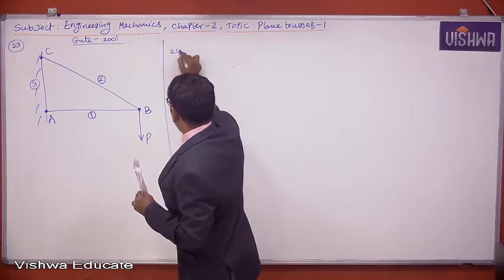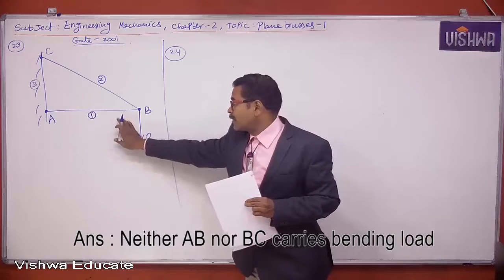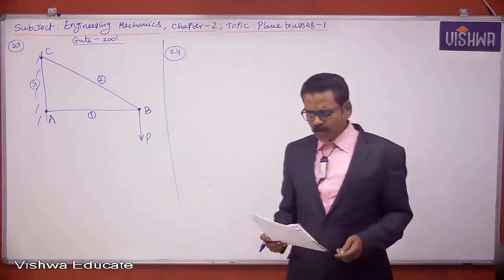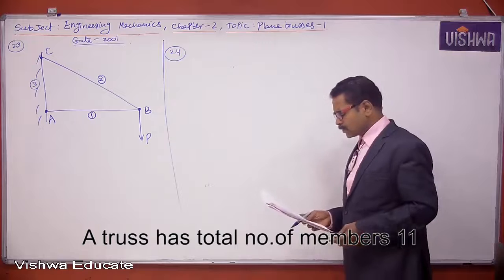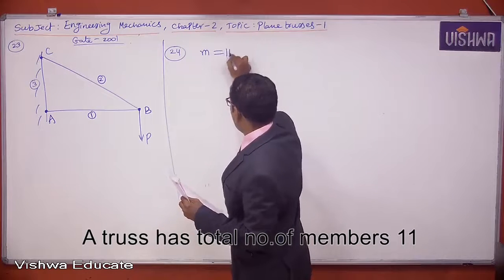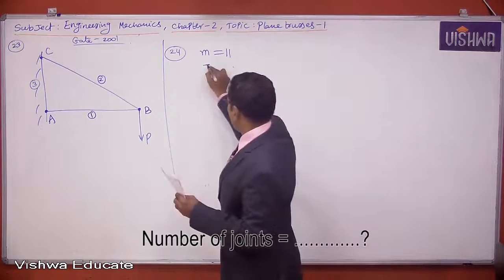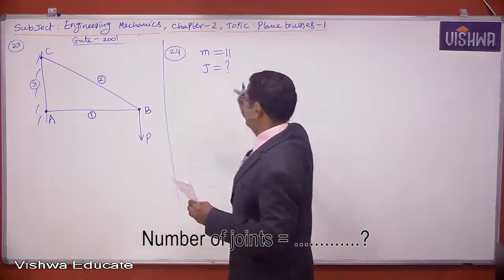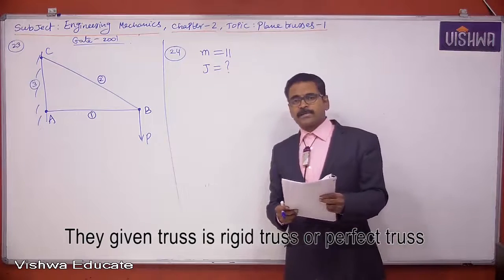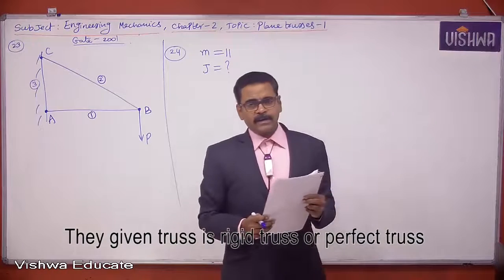Let us do the 24th one. So for the previous question, the answer is neither AB nor BC carry bending loads, right? You may refer to numerical number 24. A truss has a total number of members equal to 11. Number of joints is equal to dash. The given truss is a rigid truss or perfect truss.